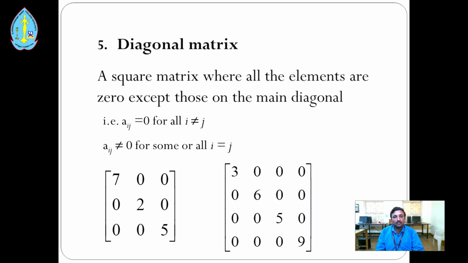Next one, diagonal matrix. A square matrix where all the elements are 0 except those on the main diagonal. The mathematical form is Aij equal to 0 for all i not equal to j and Aij not equal to 0 for some i equal to j. The first one is the 3 cross 3 diagonal matrix and the second one is 4 cross 4 diagonal matrix.